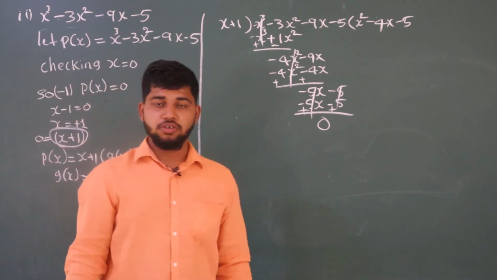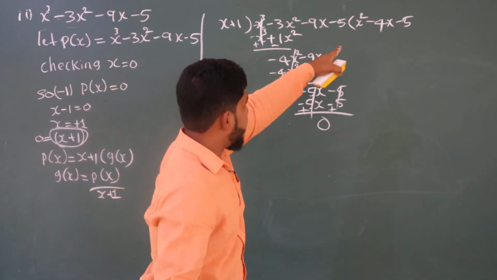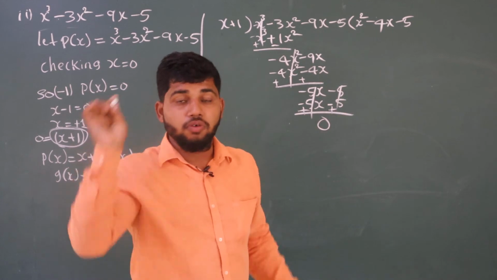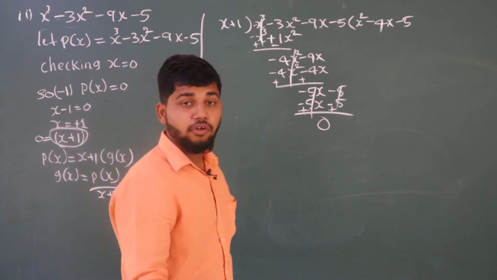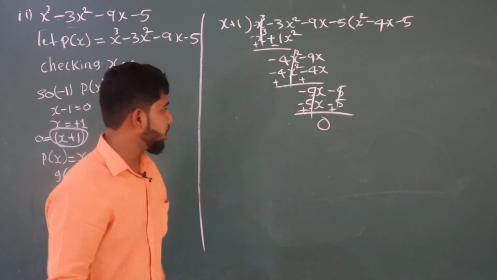What is the quotient? x square minus 4x minus 5. That is the quotient.